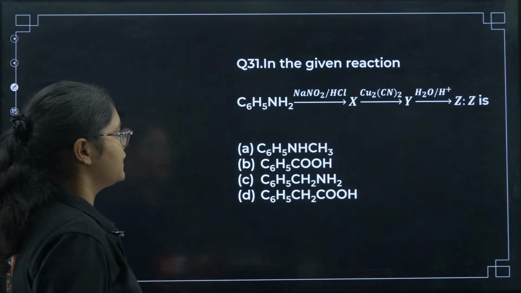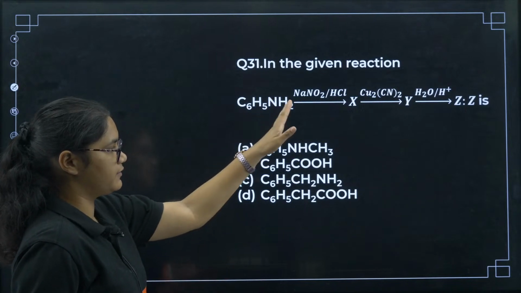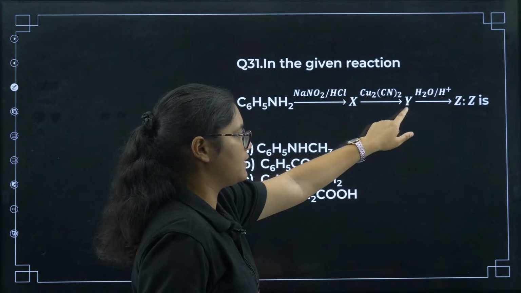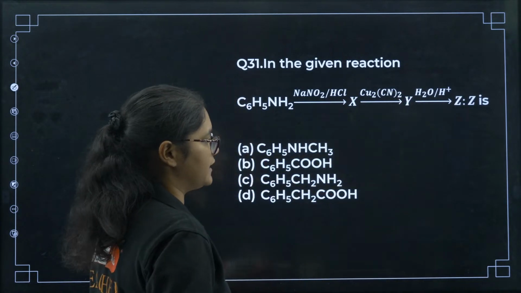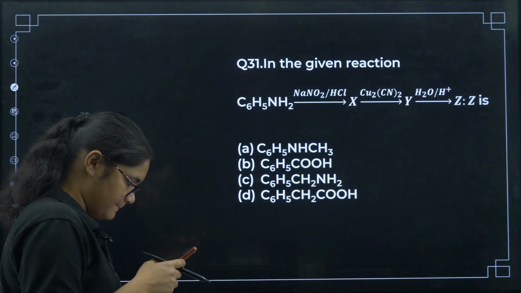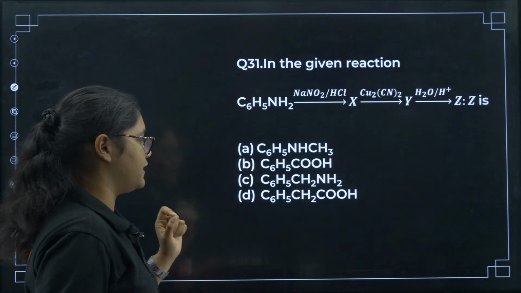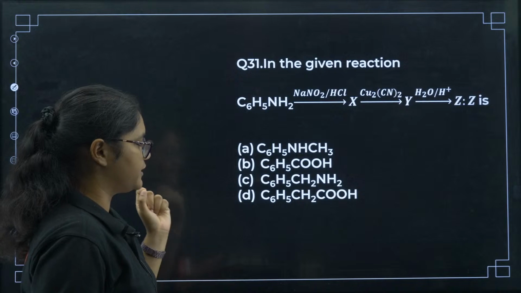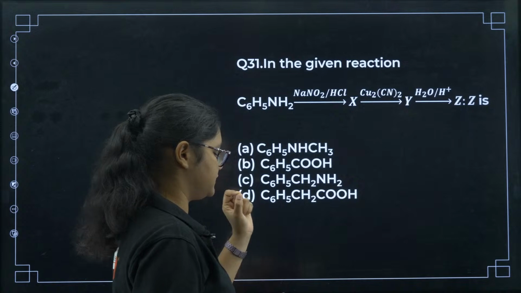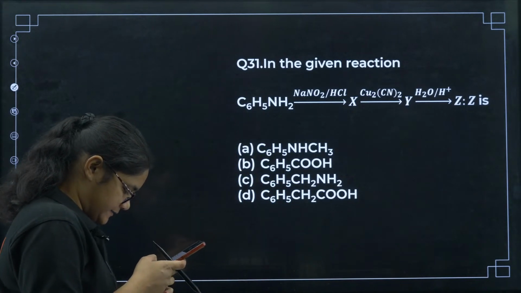Okay, next, in the given reaction, Z is what? So you have benzene, you have taken NaNO2 and HCl, you will get X, X will give you Y, and Y you are doing hydrolysis to give you Z. So what is Z here? Yes, this is a very simple question. Whether it is C6H5NHCH3, C6H5COOH, C6H5CH2NH2, or C6H5CH2COOH. Yes.